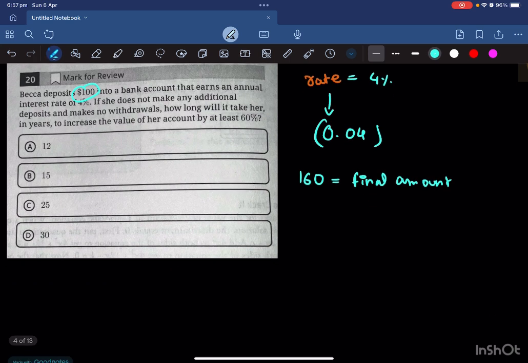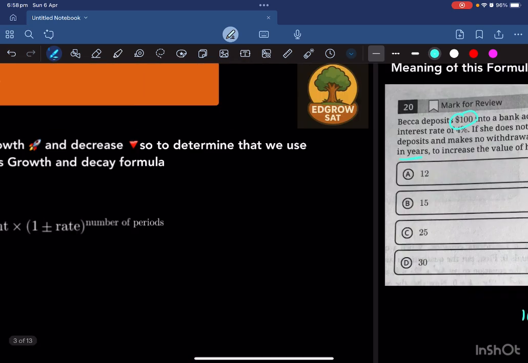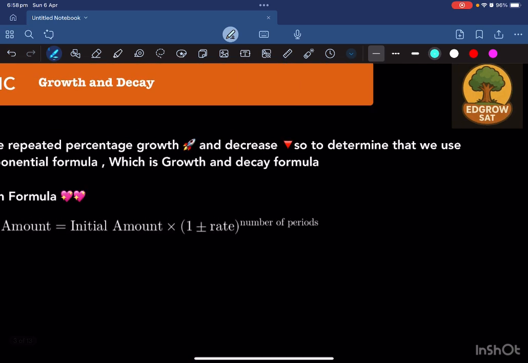Final amount is equal to the initial amount, which was 100, times 1 plus 0.04, the rate, to the power of the time period, which we have to find out. Here it is written, how long will it take her in years. You may have noticed there is a plus-minus sign. What does this plus-minus signify? Plus signifies growth, and minus signifies the decrease.